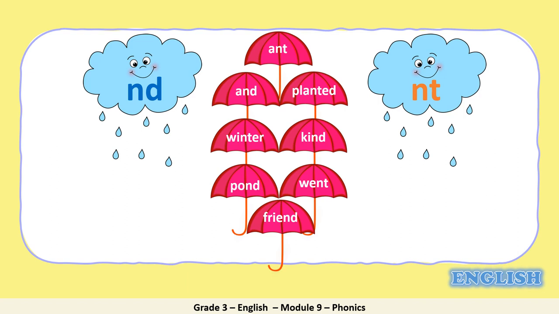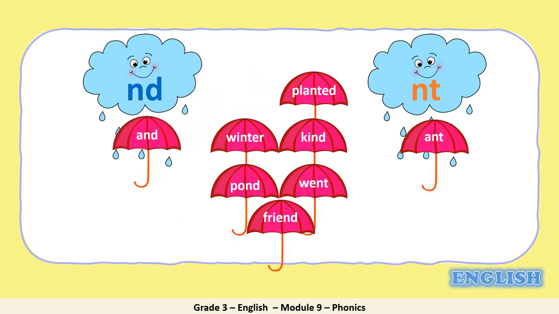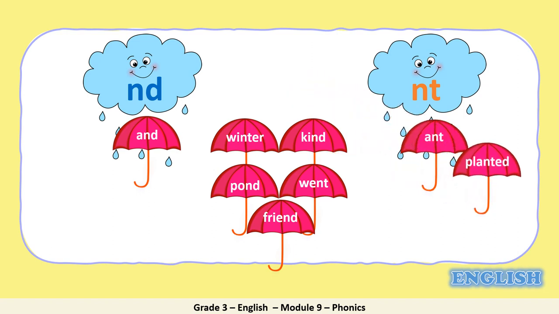Can you put the words under the correct sound? Let's read them one by one. Number 1, ant. It goes under the sound nt. Number 2, and. It goes under nd sound. Very good. Number 3, planted. Planted. The original word is plant. It goes under nt sound. Number 4, winter. Winter. That one also goes under nt sound.